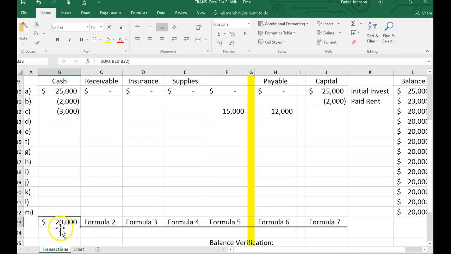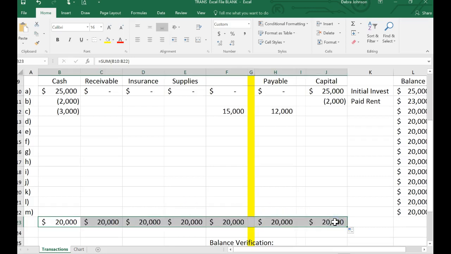So select the cell. In this case, I'm selecting cell B13, it looks like. My cell selector is going to move from a fat cross to a skinny cross. That's called the fill handle. I'm going to grab it and drag it all the way across.